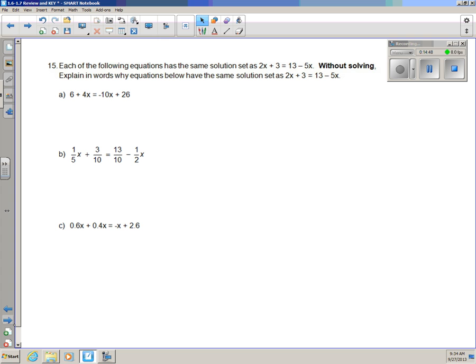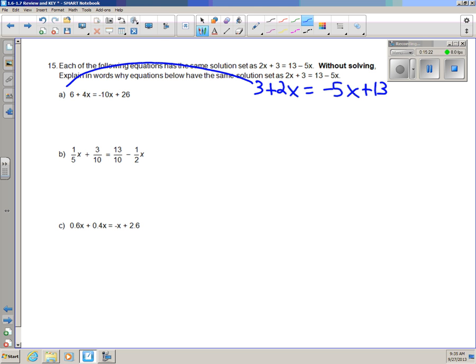All right, so we need to explain the following. Each of the following equations has the same solution as 2x plus 3 equals 13 minus 5x. Without solving, explain why these equations are equivalent. So if I look at A, it's 6 plus 4x. All the numbers got bigger. Negative 10x plus 26. I'm going to do something real fast. I'm going to use the commutative property, and I'm going to change the order of this. Make this 3 plus 2x, and I'm going to change the order of this. And let's see what's happening.